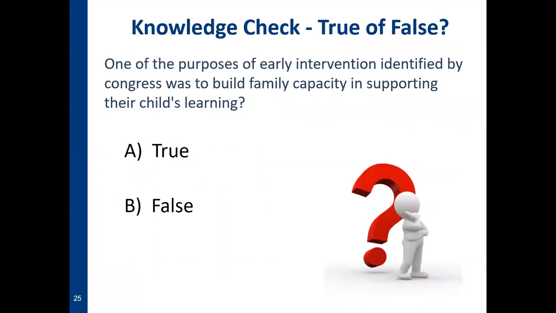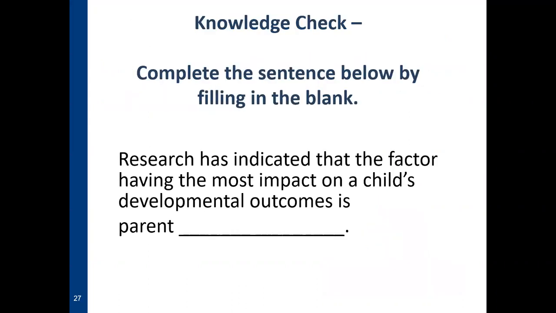Another knowledge check. True or false? One of the purposes of early intervention identified by Congress was to build family capacity in supporting their child's learning. Go back to your knowledge check form to record your answer. Complete the sentence below by filling in the blank. Research has identified that the factor having the most impact on a child's developmental outcomes is parent.